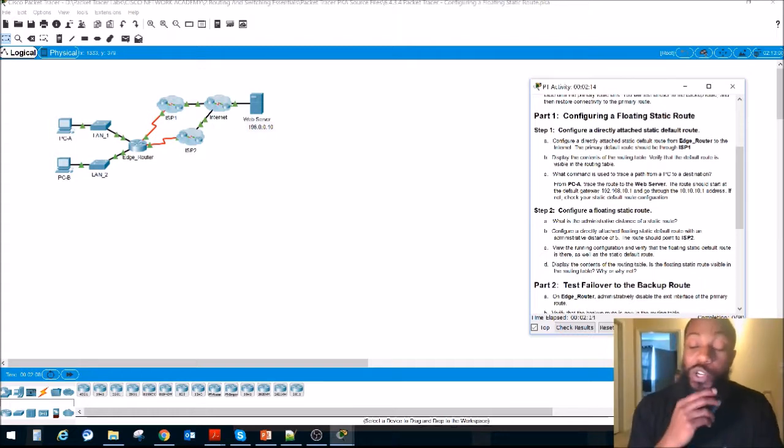So the way you would do that is just creating all zeros, because sometimes they call it a quad zero route, or a zero route. We'll go ahead and configure that.